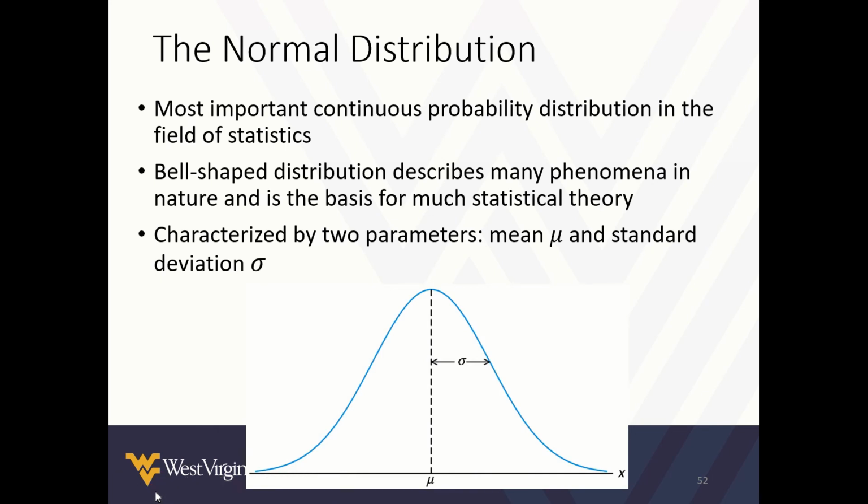So, talking about the normal distribution, now you get to see your first image of it. It is a bell-shaped distribution that describes many phenomena in nature, and it is the basis of much of the statistical theory. As I said before, it is something that is going to be brought up quite frequently for the remainder of this course. It is characterized by two parameters, that is the mean and the standard deviation sigma. Some textbooks use the variance. Just be aware when you're reading problems, as always, to see whether you're given the information on the variance or standard deviation.